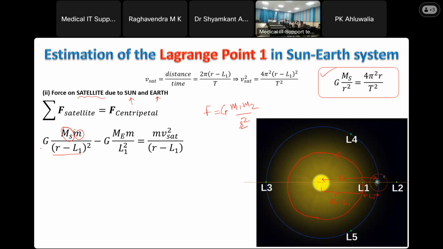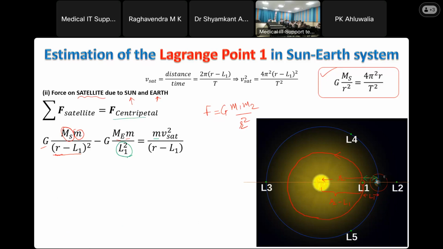Now the gravitational force is G into M1 M2 upon R square. The distance here I wanted to highlight that it is (R minus L1) square, minus G times M_E, mass of Earth, into mass of satellite divided by the distance between Earth and the satellite that I'm talking about. I'm talking about this distance now. So that is L1. That is equal to mv square upon r, same centripetal force formula.